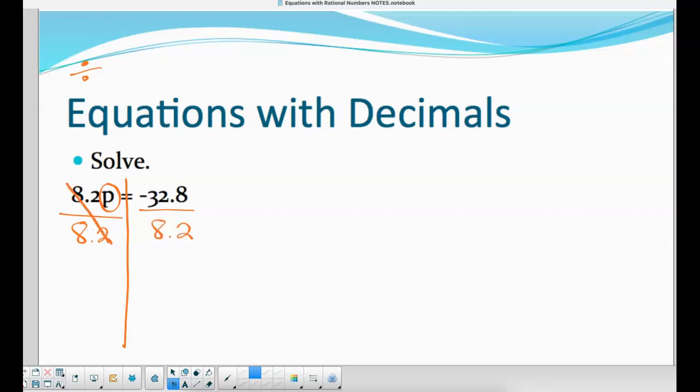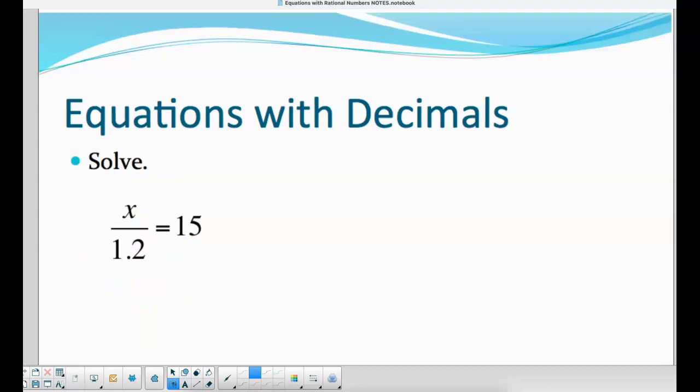Cross off the 8.2s. We have P equals, is my answer going to be negative or positive? Negative. And 32.8 divided by 8.2, 4. Right? So the answer is negative 4. P equals negative 4. Okay, so far so good? Okay.